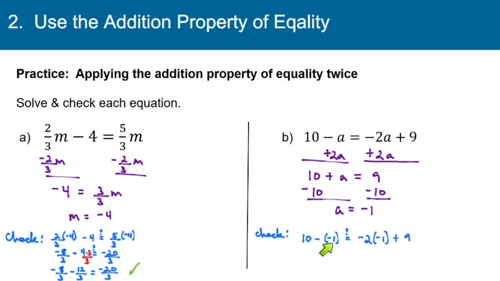Now you can plug the -1 back into the original equation. 10 minus -1 equals -2 times -1 plus 9. Just use order of operations to verify that the two sides have the same value. Minus -1 makes plus 1 here, so on the left side we have 10 plus 1. -2 times -1 makes positive 2, so on the right side we have 2 plus 9. Now we know that 10 plus 1 is 11, 2 plus 9 is also 11, and so this solution is verified as correct, and our solution here is -1.